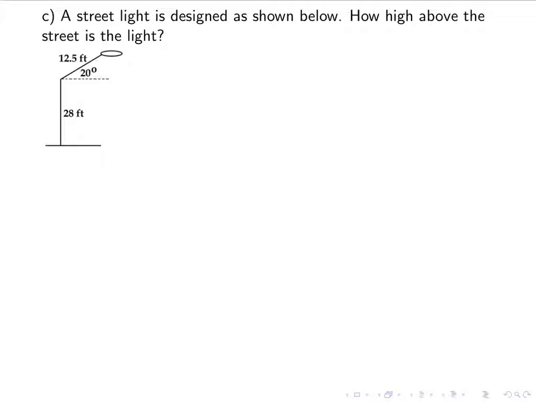Okay, so let's try another one. It says that we have a street light that's designed below, and we want to know how high above the street is the light. So we're looking for this height, which I'll call H again for height. I already know part of it. I know the 28 feet. So really what I'm looking for is the height of, again, hopefully we can see this triangle, this right triangle right here. So we're trying to find the height of this triangular part at the top, and then we can add that to the 28. So I'm going to call that A. So H is 28 plus A.